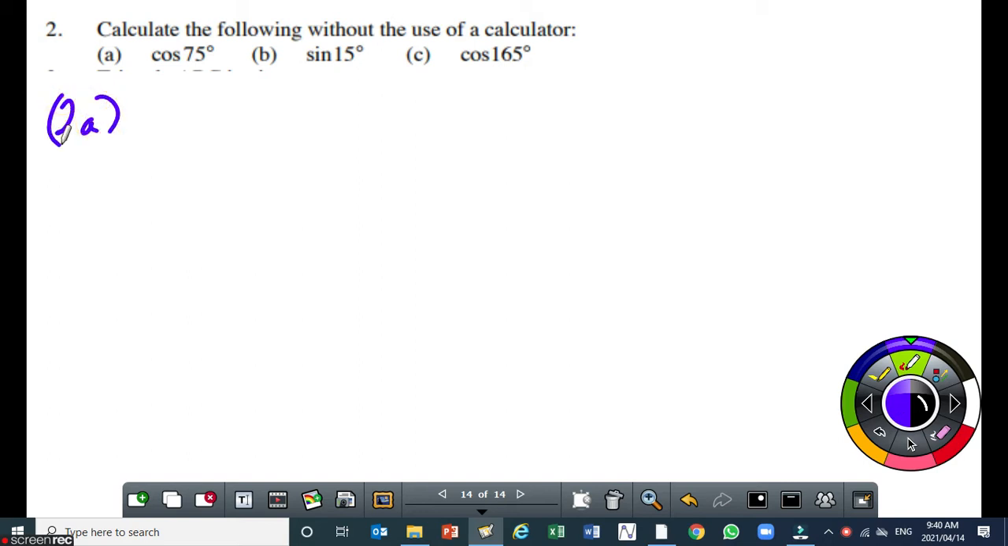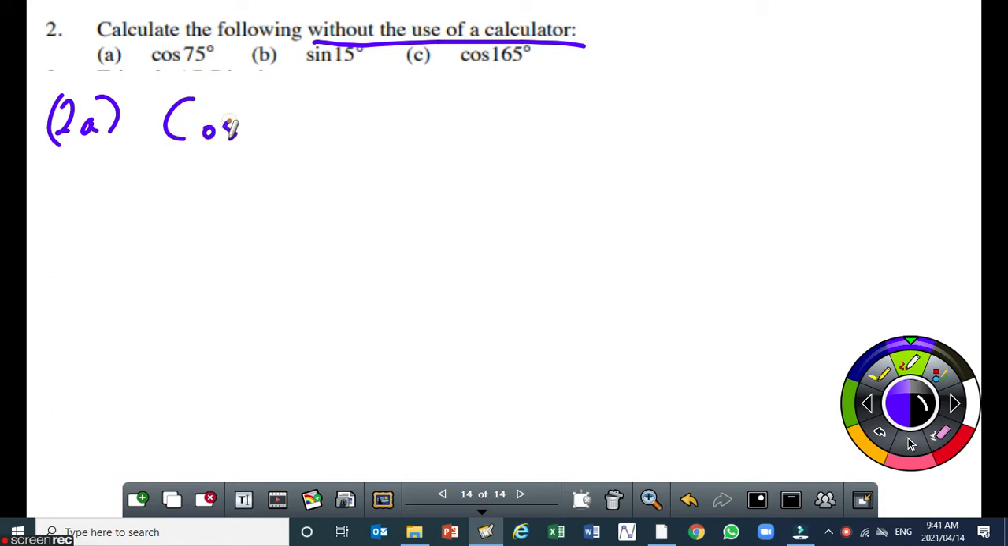So 2a, we need to get the value of cos 75 degrees without using a calculator. Okay? The instruction is very specific that no calculator must be used. Right? Now, for a question like this, you need to know that you have to use your knowledge of special angles. Because if you know your special angles, you won't need a calculator.